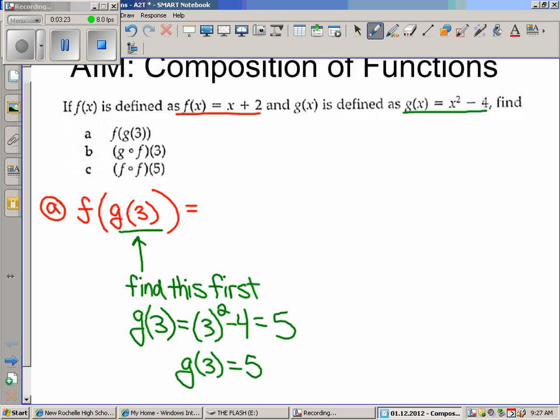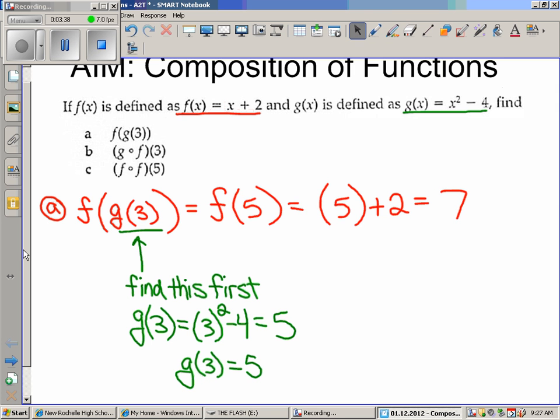Now this means F at G at 3 is the same thing as me saying F at 5. Then all you do is sub it into the F equation. That's going to be 5 plus 2, which is 7. That's our answer.